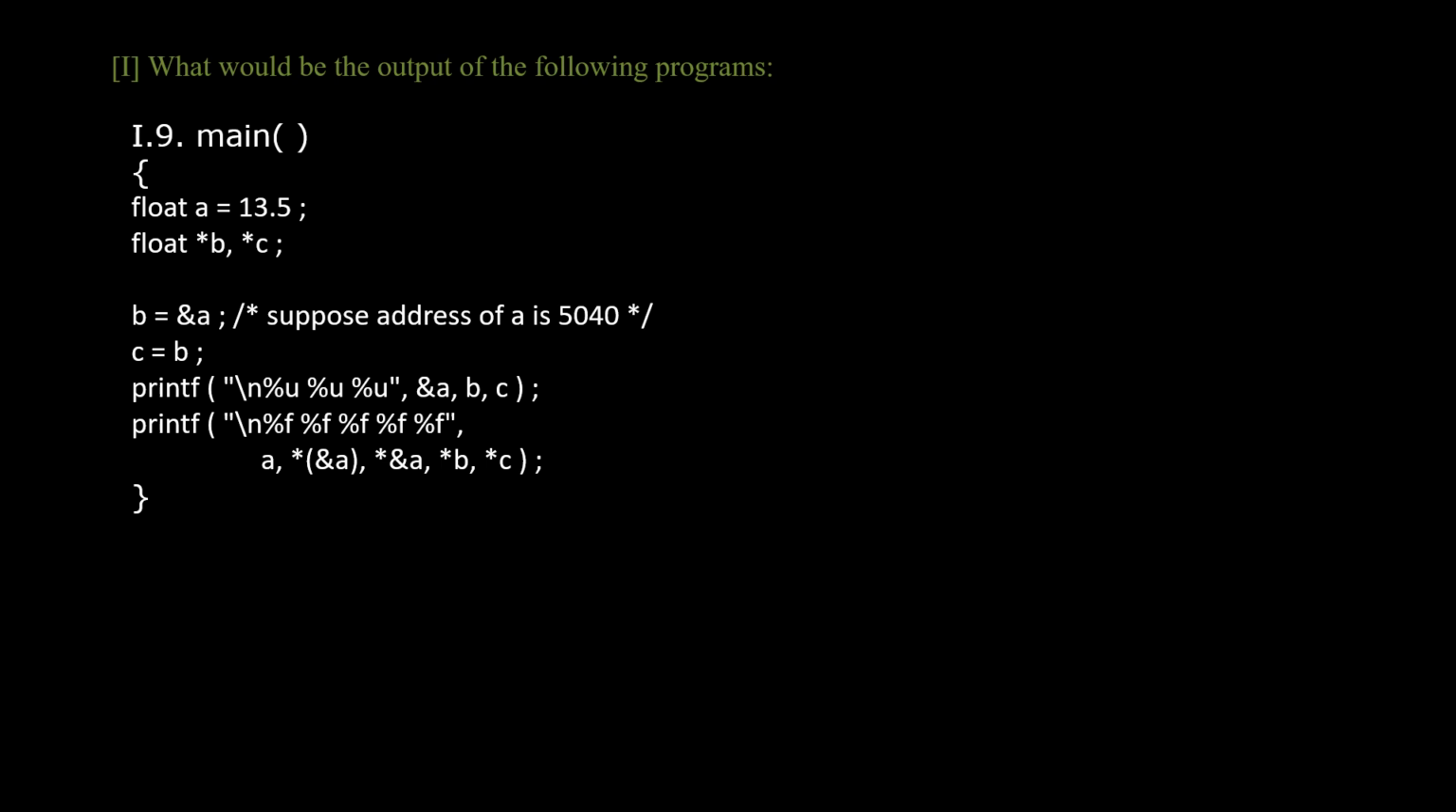A is equal to 13.5, and B and C are pointers of float type. B is equal to ampersand A, so we are assigning the address of A to B. And C equal to B, so C is also holding the address of A. Now we are printing percentile U of ampersand A, B, C.